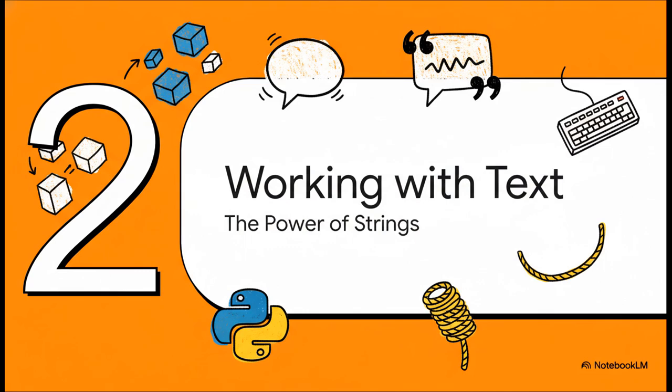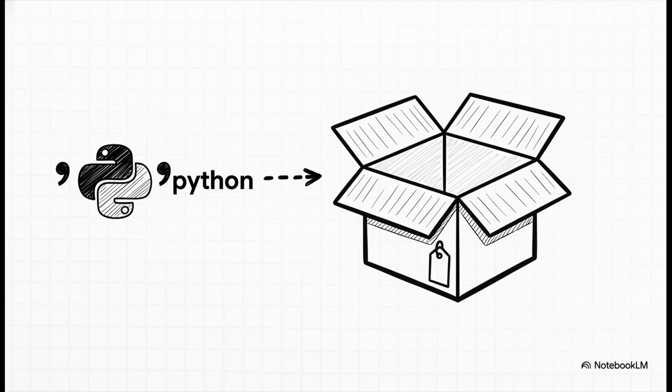Okay, so we know how to create one of these labeled boxes. Now let's talk about the kinds of things we can actually put inside of them. We're going to start with text, which in the programming world we call a string. To make a string, you just put your text inside quotes. It's that simple. So here, we've made a variable called language, and we've stored the word Python inside it.